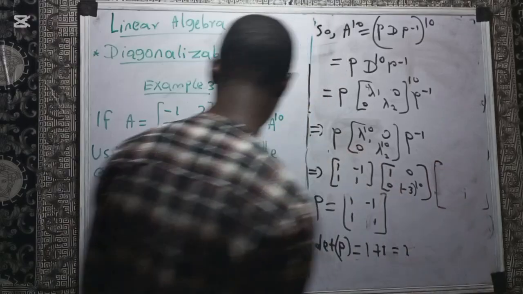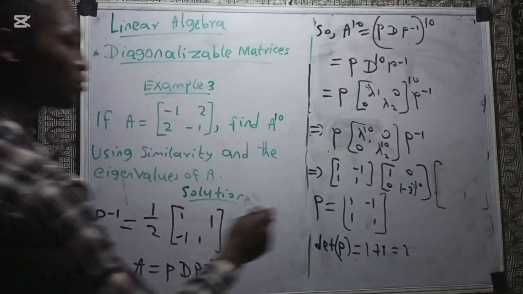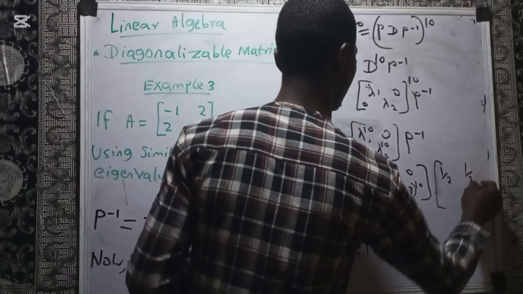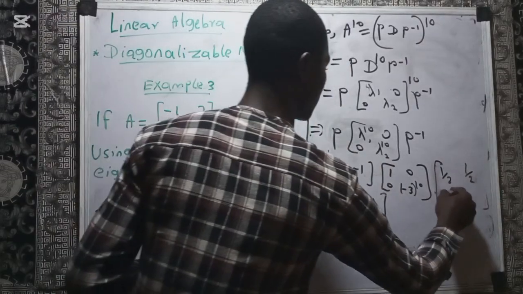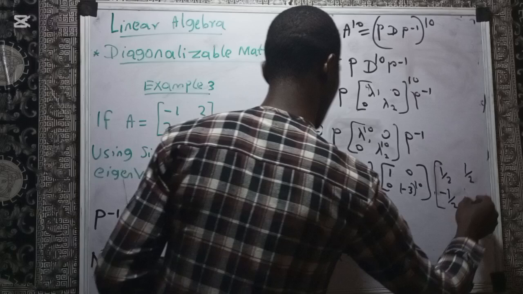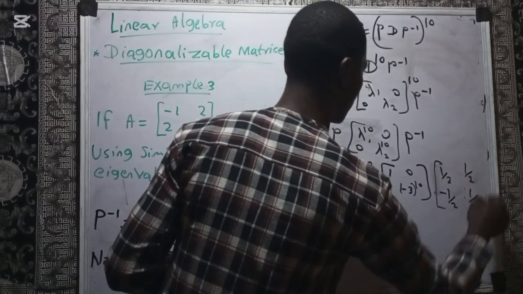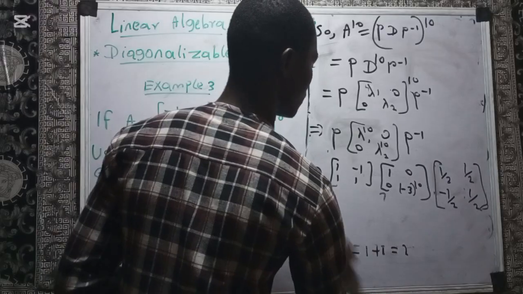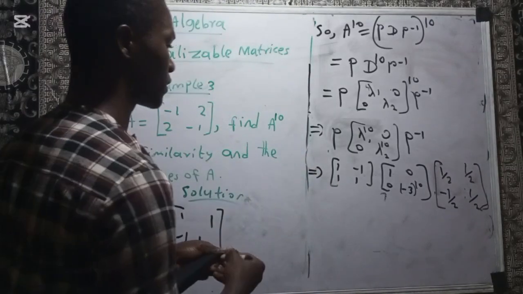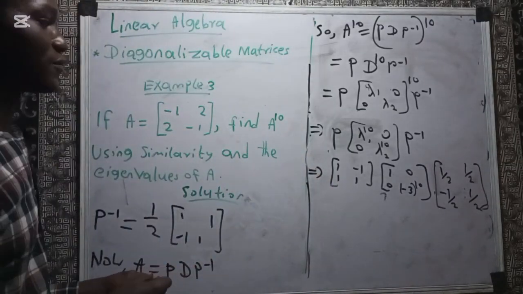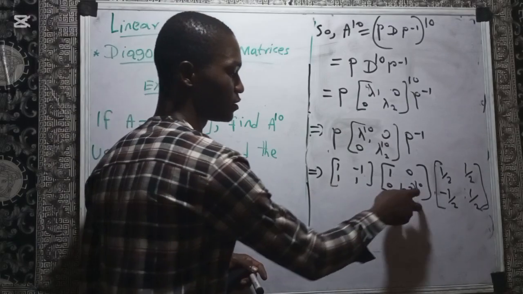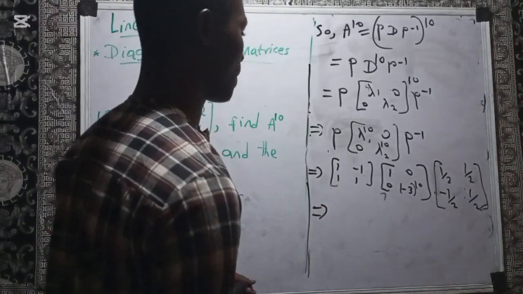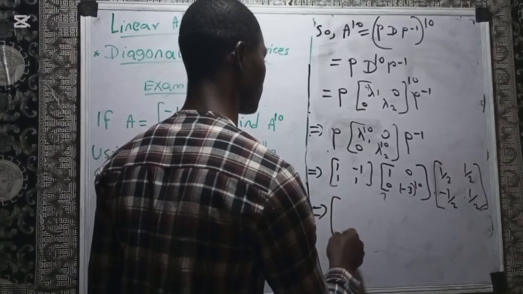So let's just multiply everything by this half. So we have half, negative half, and half. So this is what we have. So right, this is what we have. So we can multiply the first two products first. So this implies, let's multiply it first.